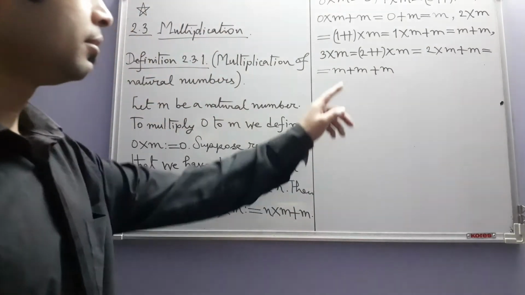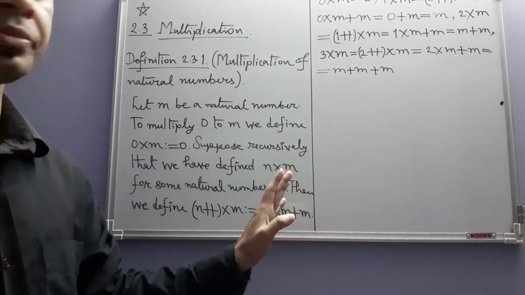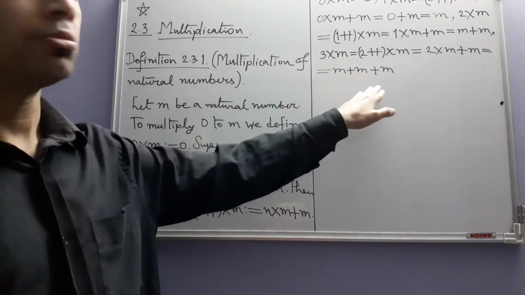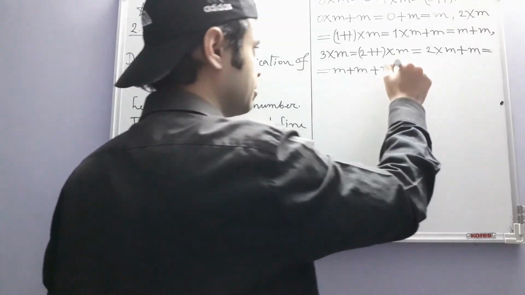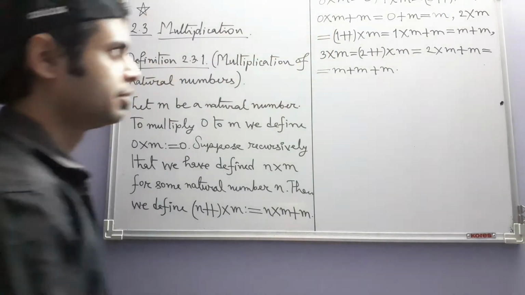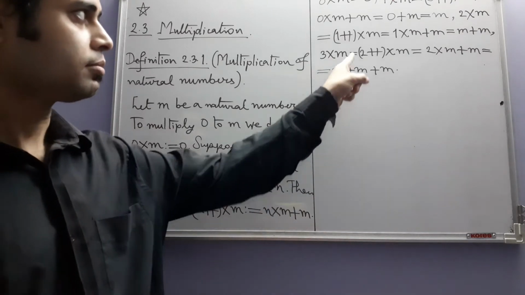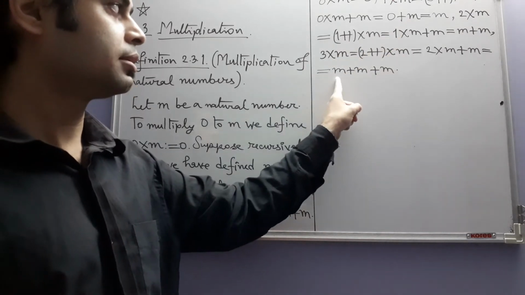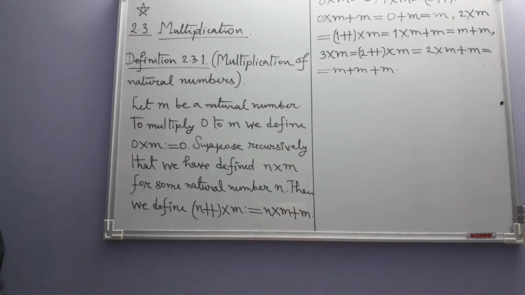Note that this sum is unambiguous. We don't need to put brackets because of the associative law. So those things we are not going to mention anymore. So this also matches with what we already know. So 3 times m is adding m 3 times, right? So so far things are going the way we want them to go.